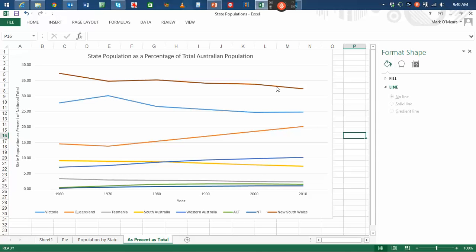And the bottom three, Tassie, ACT, and who is that line down the bottom? Oh, Northern Territory, ACT, and Tasmania have been steadily representing very little of the nation. You know, they're under 5%. Tiny amount of the population.